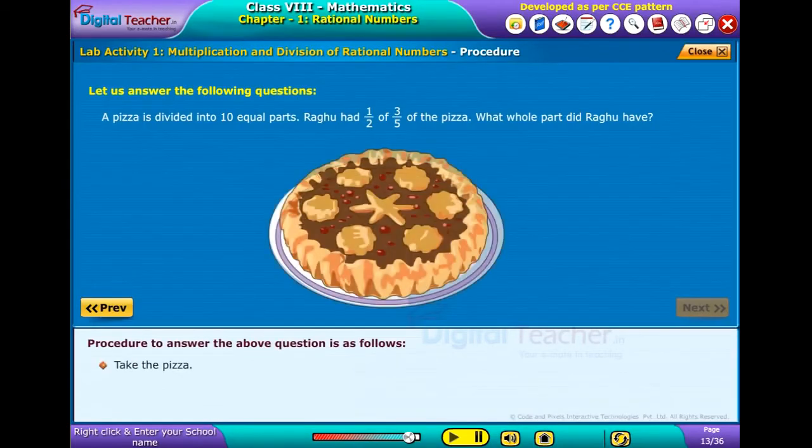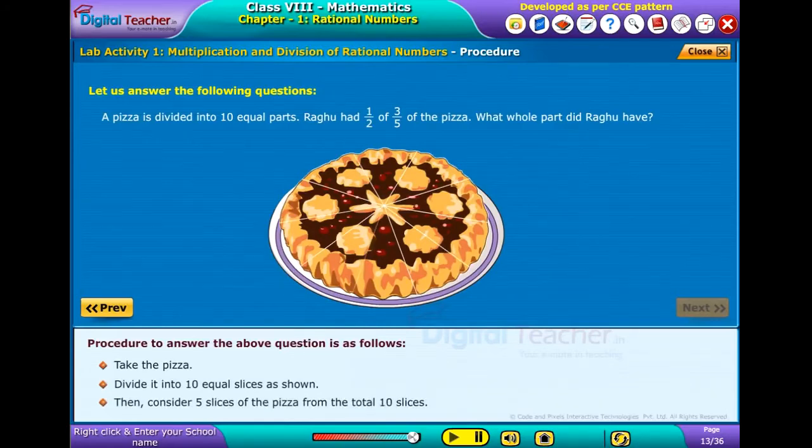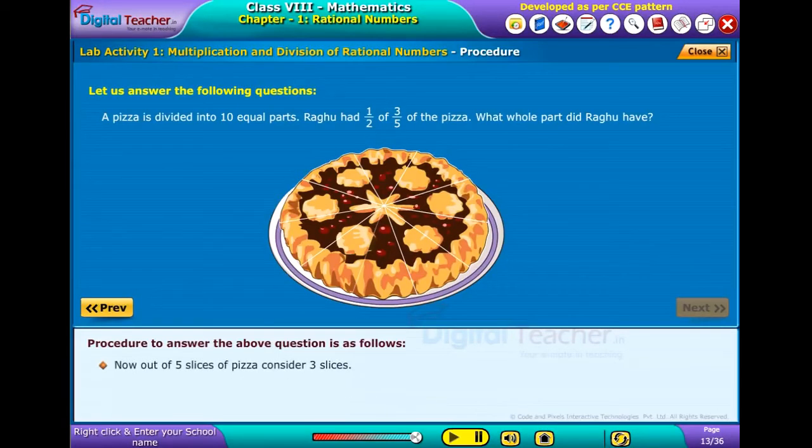Take the pizza, divide it into 10 equal slices as shown. Then consider 5 slices of pizza from the total 10 slices. Now, out of 5 slices of pizza, consider 3 slices. So 1/2 × 3/5 is equal to 3/10. So, Raghu had 3/10 of the whole pizza.